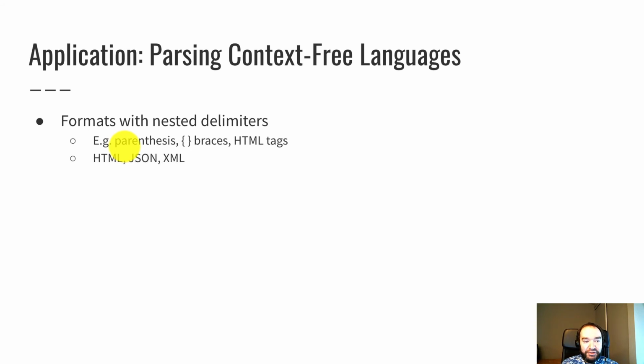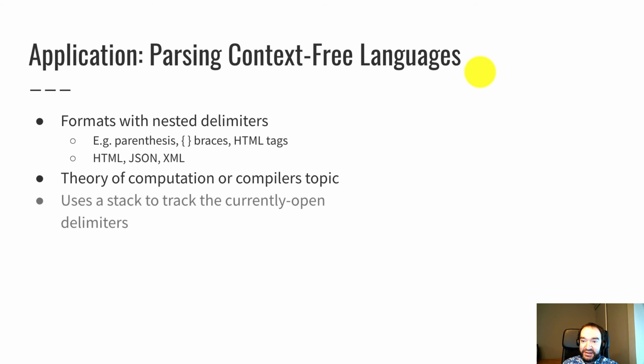So that would be those kind of programming formats, but also data interchange formats like HTML, JSON, XML. They all have this structure as well with open and closed delimiters. This is really a topic for a theory of computation course. That's where this context-free language terminology comes from, or compilers implementing parsers for computer programming languages. So again, I can't really get into all the details at this point, but you should know that software to parse these kind of languages uses a stack to track the currently open delimiters.